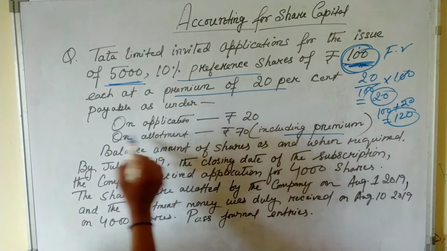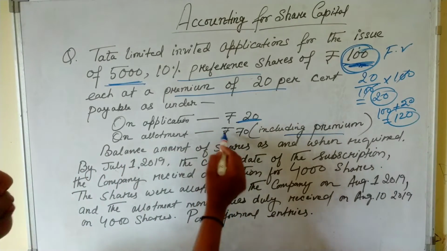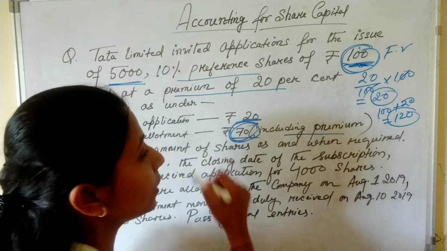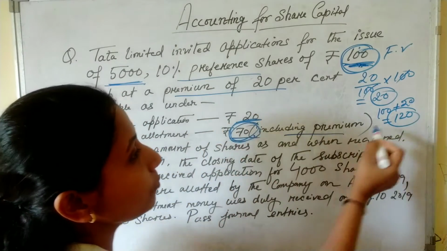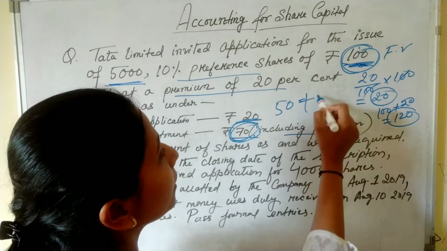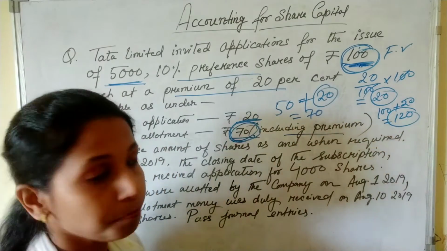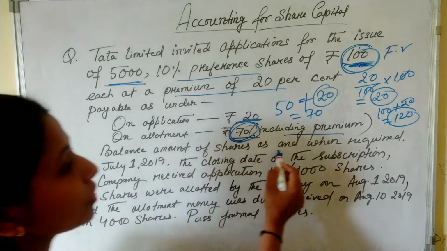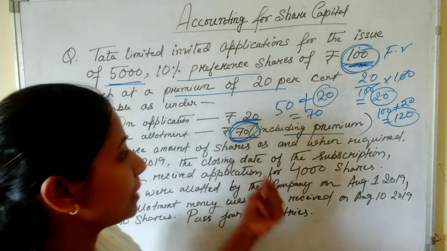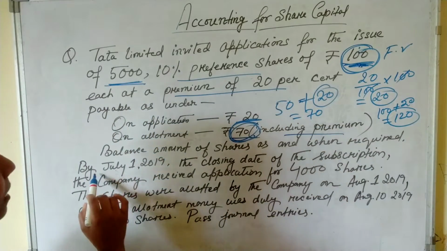Now, payable as under: on application rupees 20, on allotment rupees 70 including premium. Now here in 70, what is the amount of premium? The amount of premium is 20. 50 rupees is for allotment and 20 rupees is for premium, that is 70. Now, balance amount of shares as and when required. The company has not called for the balance amount. Here it is written that the company will call the amount in future when the company requires it.